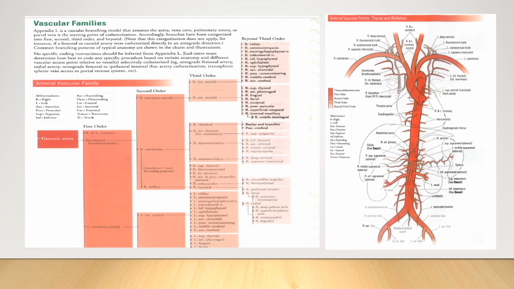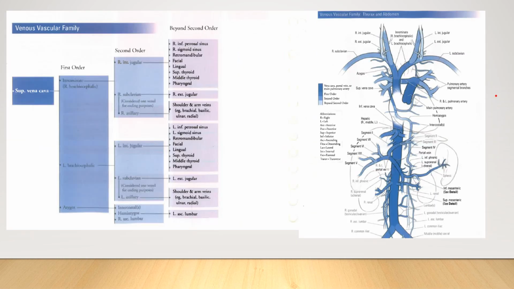Now this is the Appendix L, and one must understand Appendix L. These are the arterial vascular families, where they have given the main aorta and then the branches. This is the first order, second order, third order, and beyond the third order. And these are the venous vascular families, where you can see that they have used blue color coding, and there also they have clearly explained. This is a very good illustration for all the vessels in the body, and it gives you a pretty good idea about the first, second, and third order.